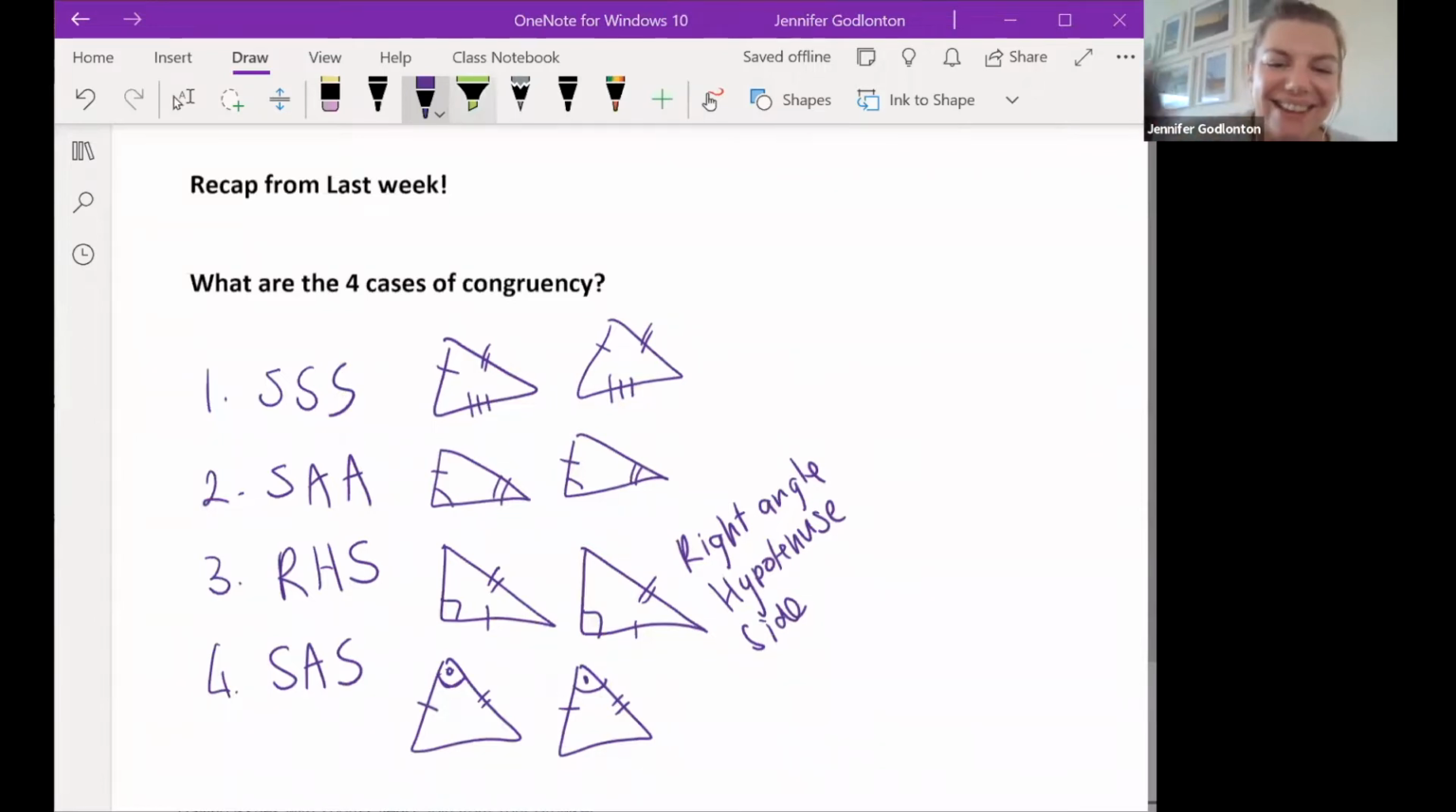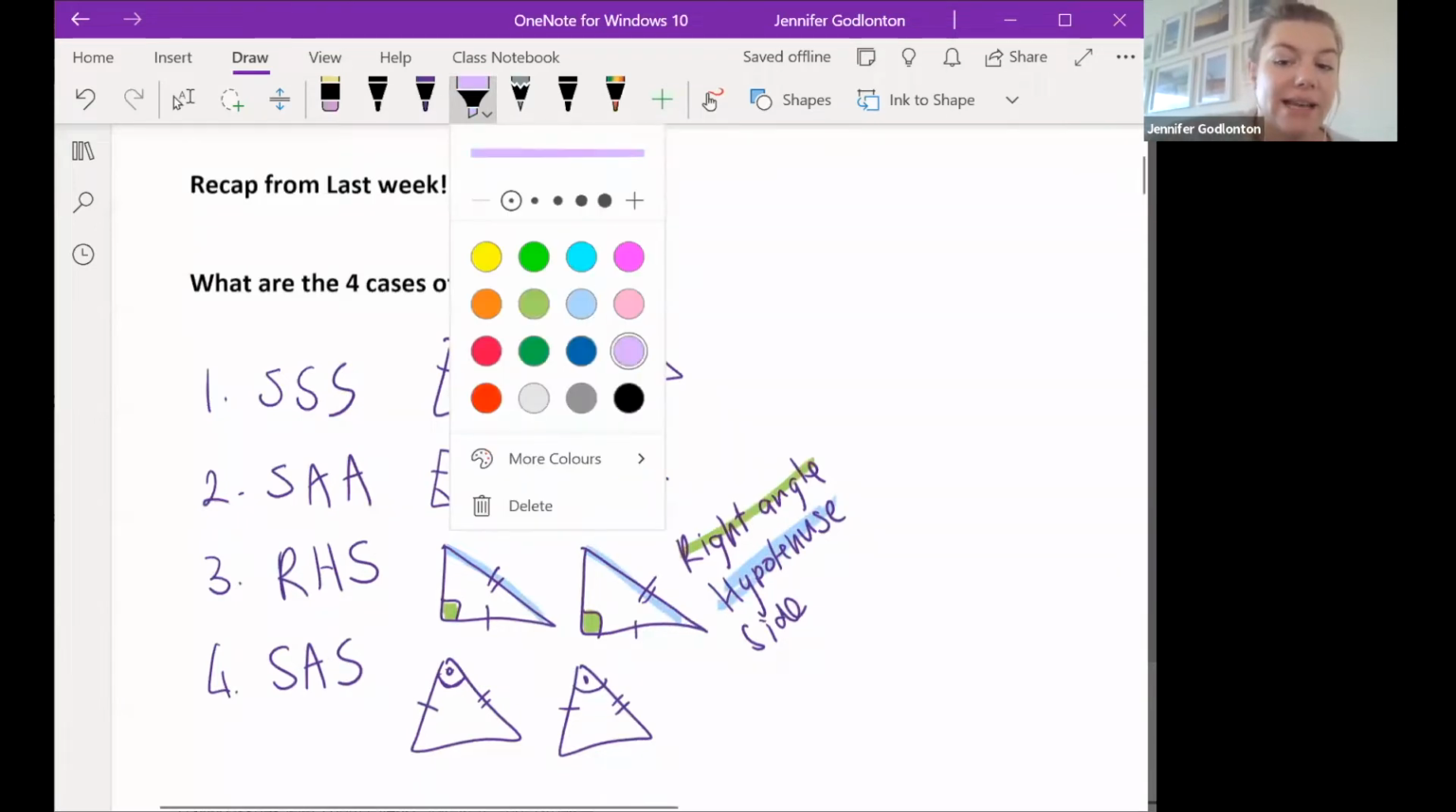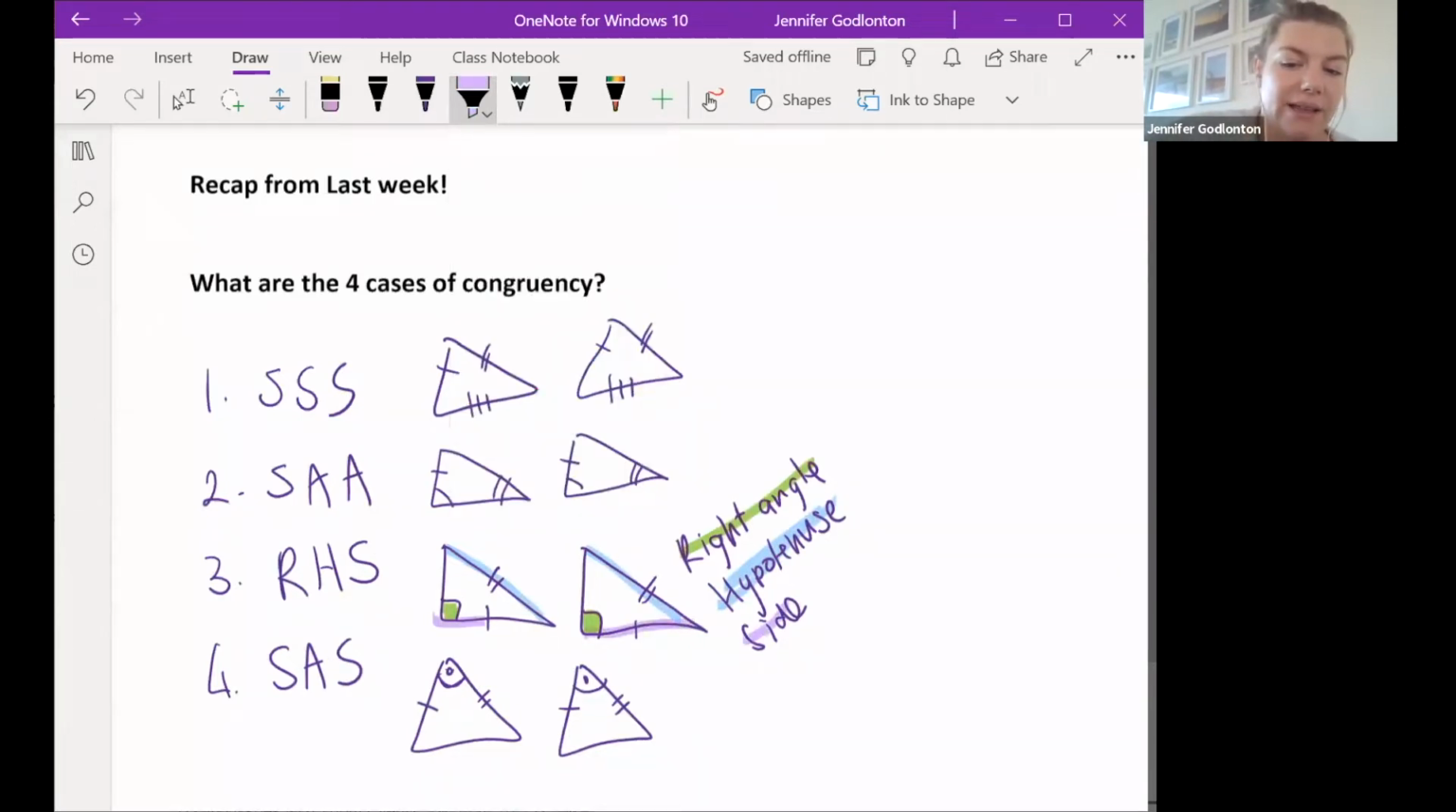Okay, so when we're looking at this, that would be our right angle. Then we would have our hypotenuse, so they would have to give us our hypotenuse, and then they would have to give us another side. It could have been either of the other sides, but they have to give us one other one.